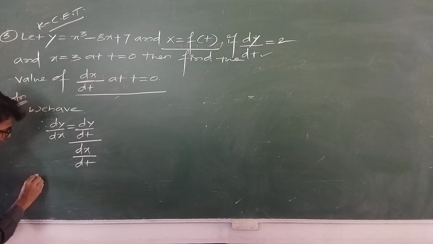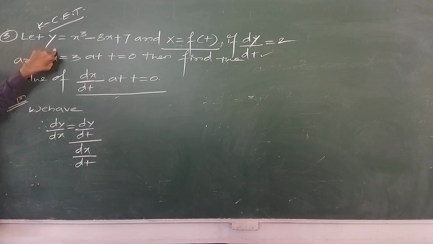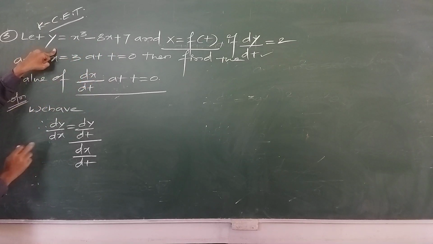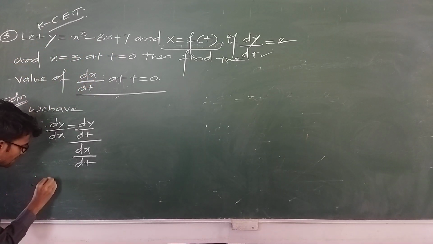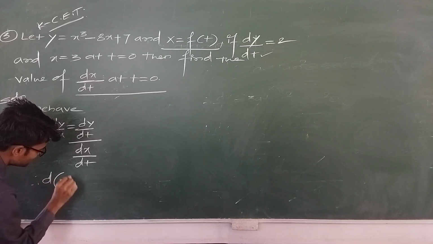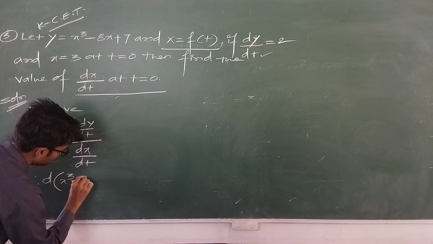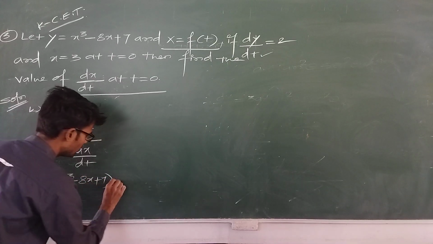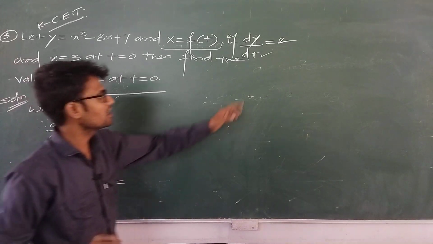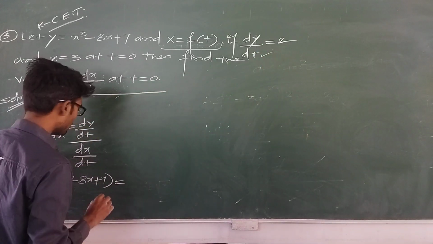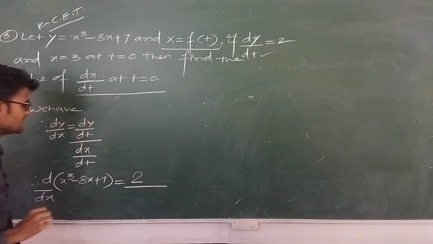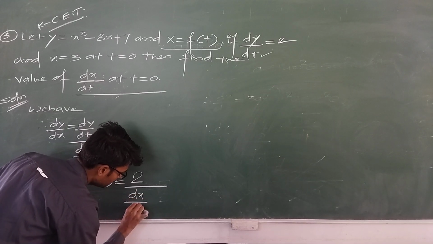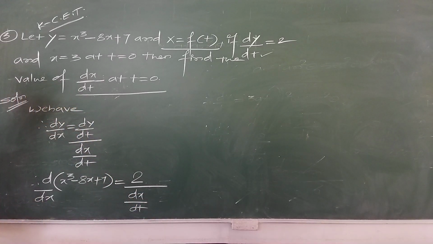So now dy by dx means we have the value of y, and by taking y equal to x cube minus 8x plus 7 you find the dy by dx. So dy by dx means the differential of x cube minus 8x plus 7 with respect to x is equal to dy by dt, already given in the problem. So dy by dt is 2 divided by dx by dt, we don't know. It is required to find, hence you write dx by dt as it is.